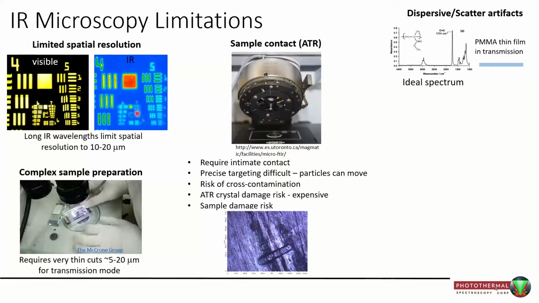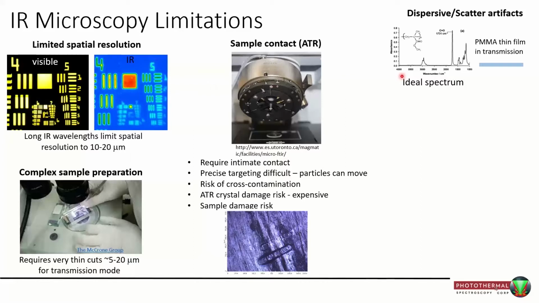Perhaps a more unknown or underappreciated issue is that of these so-called dispersive and scatter artifacts. Now, an ideal spectrum, as I said before, is measured in transmission mode, and that generates a nice looking spectrum, as you can see in the upper right hand corner here. Nice band shapes, nice flat baseline.